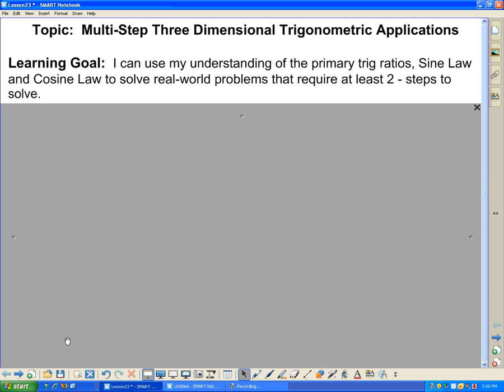The examples are suited for the questions you're going to see in the homework. So what's the learning goal? You can use your understanding of the primary trig ratios, sine law and cosine law to solve 3D problems. So we're looking at three-dimensional problems.